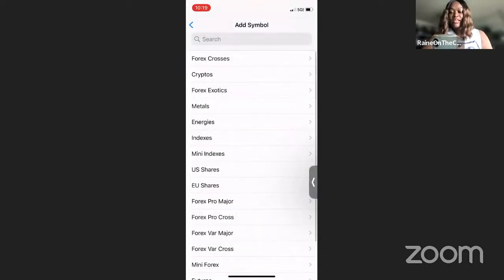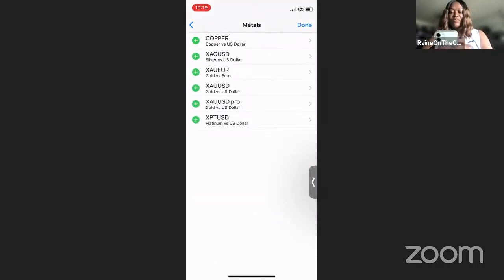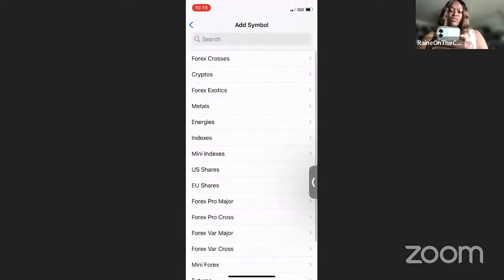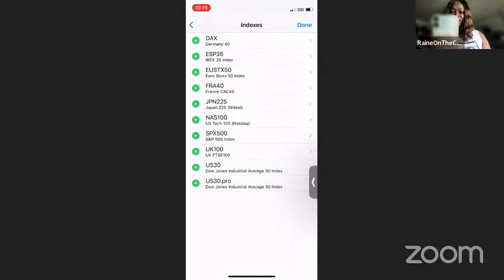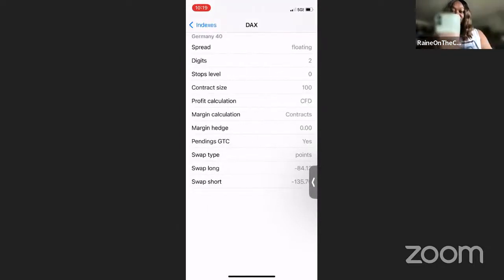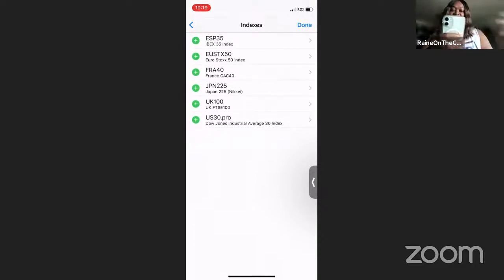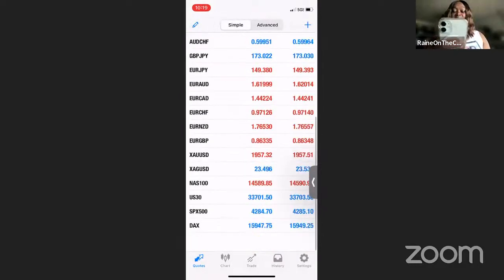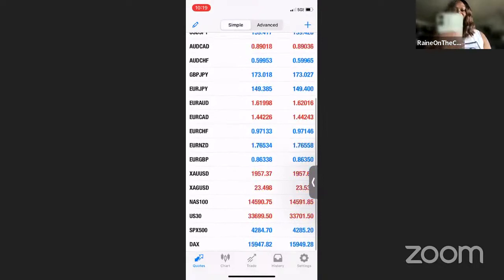You can add metals. A lot of people love gold. XAU USD is gold. Some want to trade silver. XAG USD is silver, right? Some people want to do indices. They love NAS 100, US 30, SPX. You can add to your heart's content.